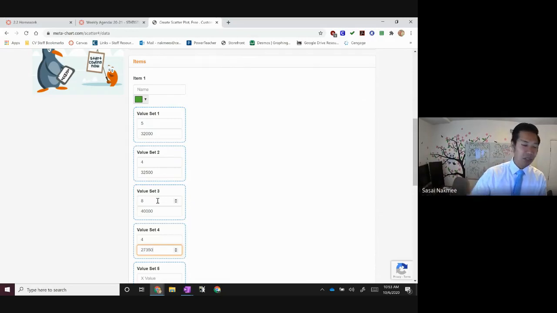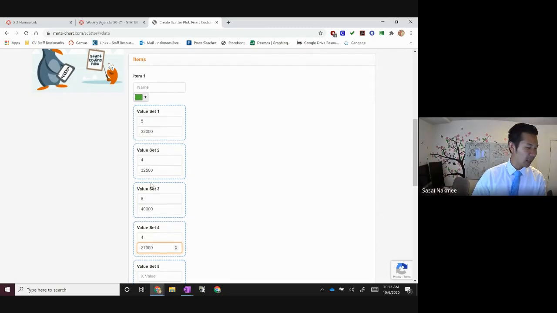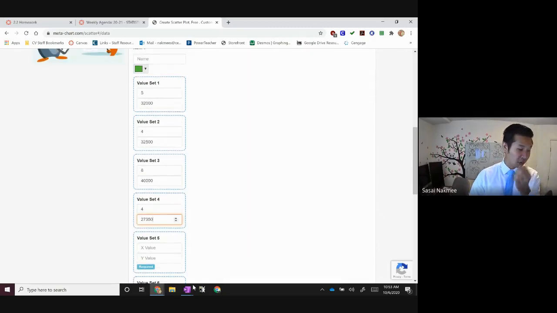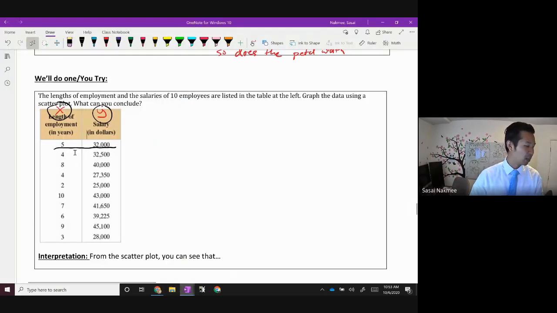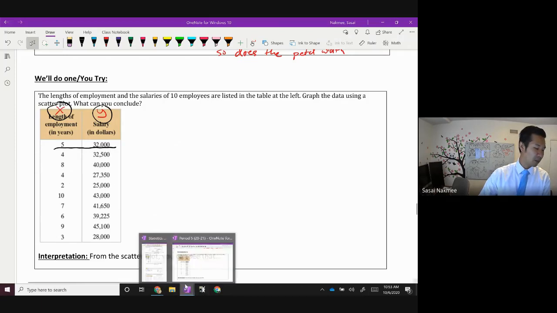27,350. Let me know in the chat if at any point you're confused on where I'm getting these numbers. These numbers I'm writing right now into value set 1, 2, 3, and 4 are all coming from your notes. I'm just writing these guys right here. So value set 1 was 5 and 32,000. Value set 2 was 4 and 32,500. Third value set was 8 and 4,000, 4 and 27,350, and then the fifth one is going to be 2 and 25,000.